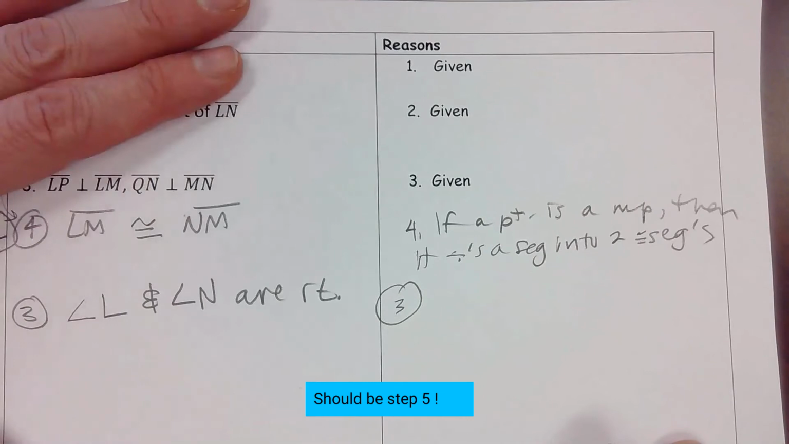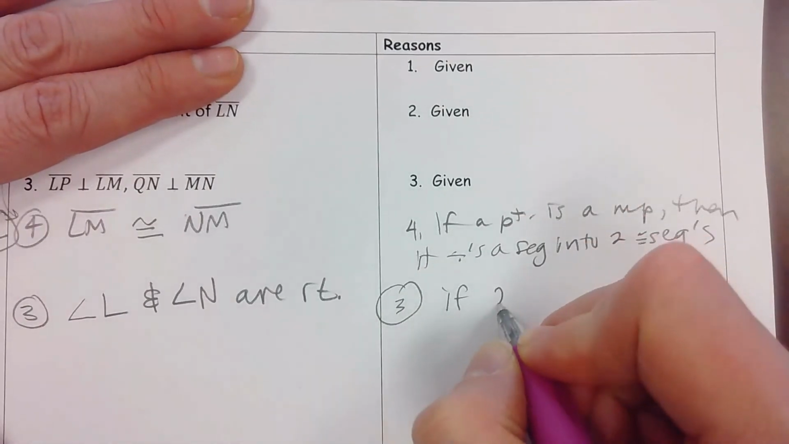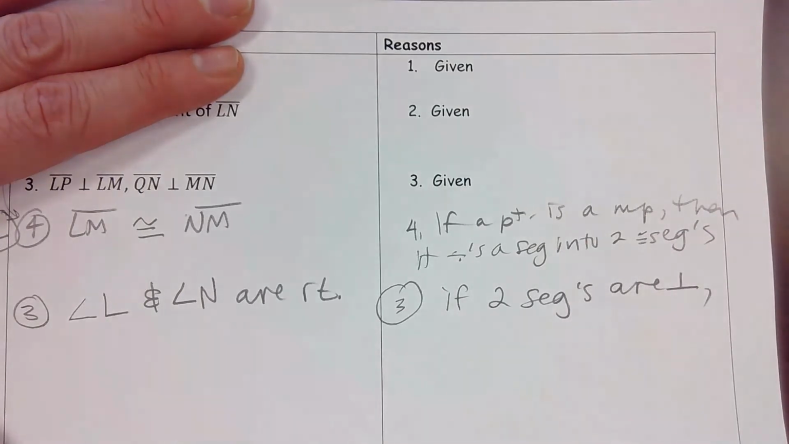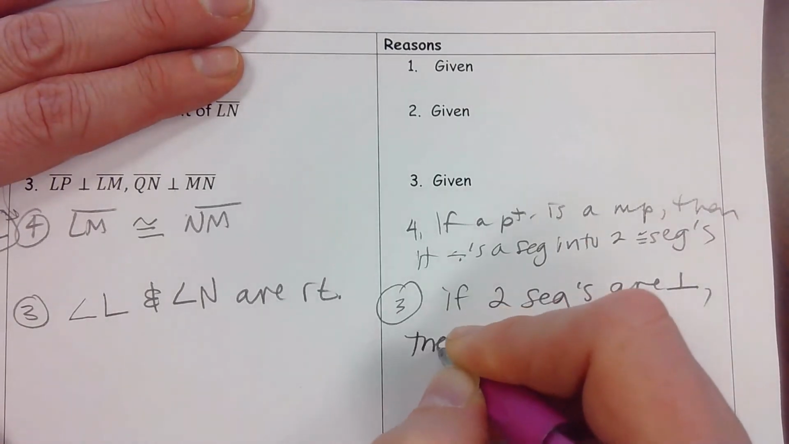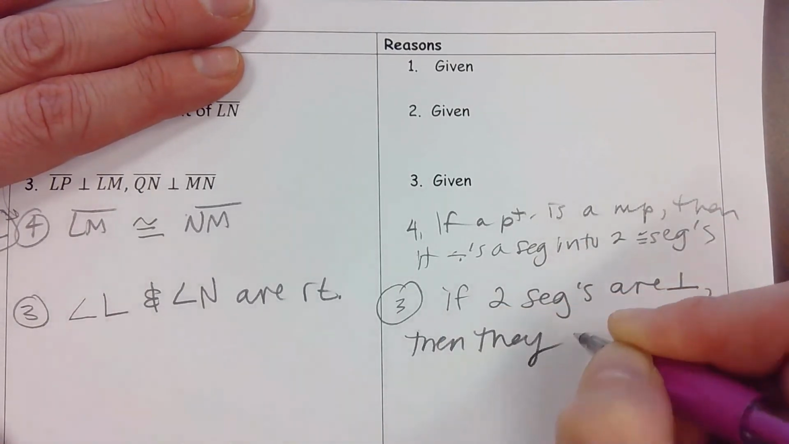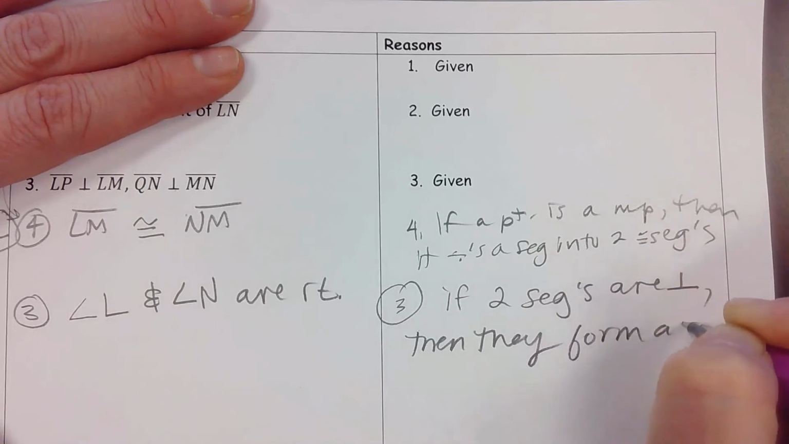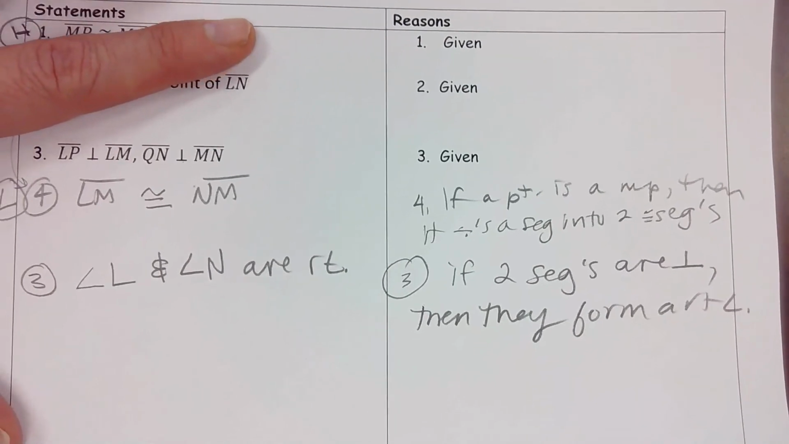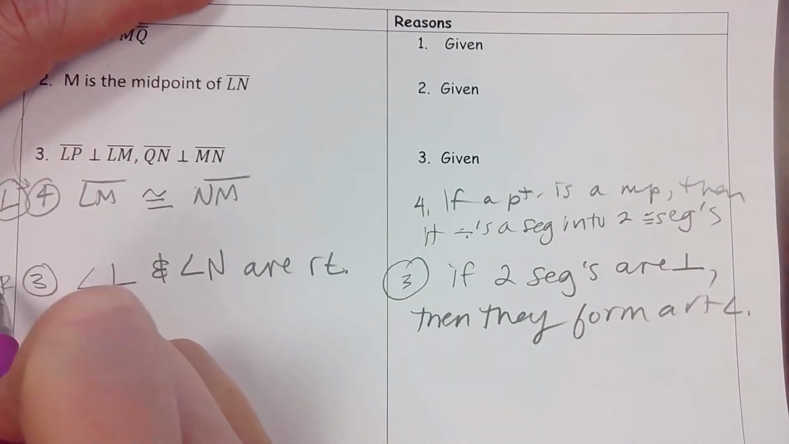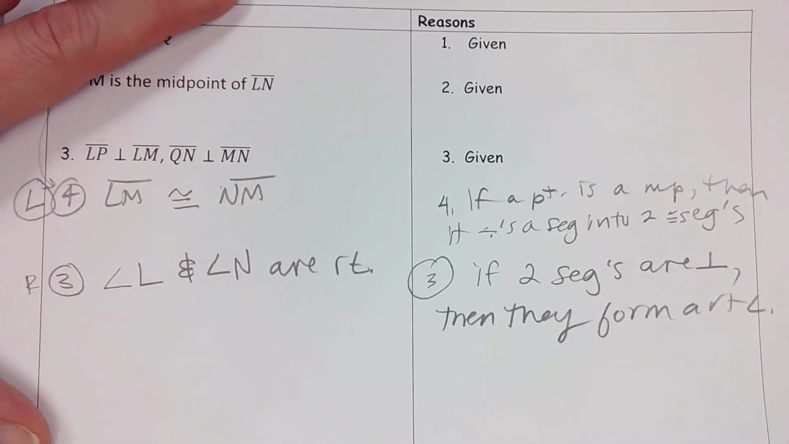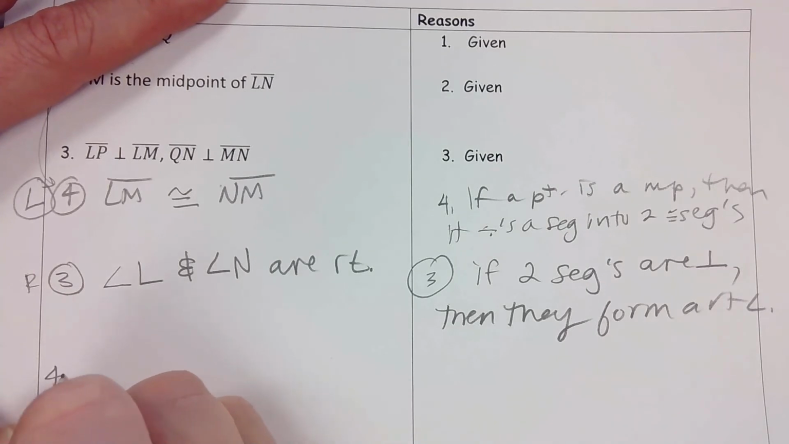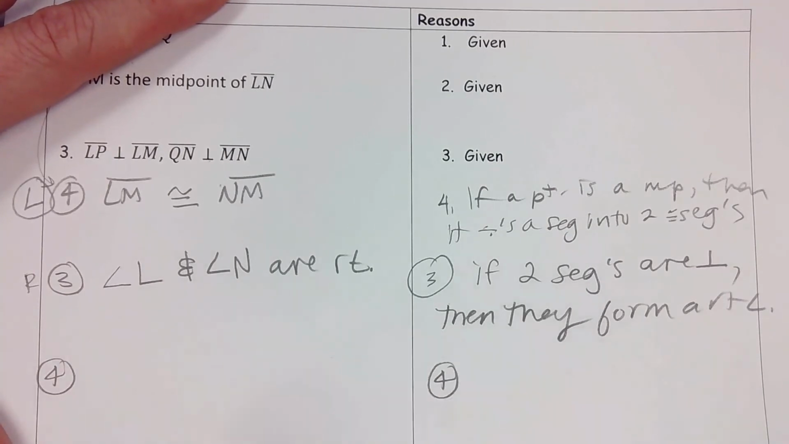All right, if two segments are perpendicular, then they form a right angle. All right, a lot of times I just like to put a little R next to that because I'm like, yeah, you do have to have that in your proof. To use HL, you have to establish that you have a right triangle, in which case you have to establish that you have a right angle.